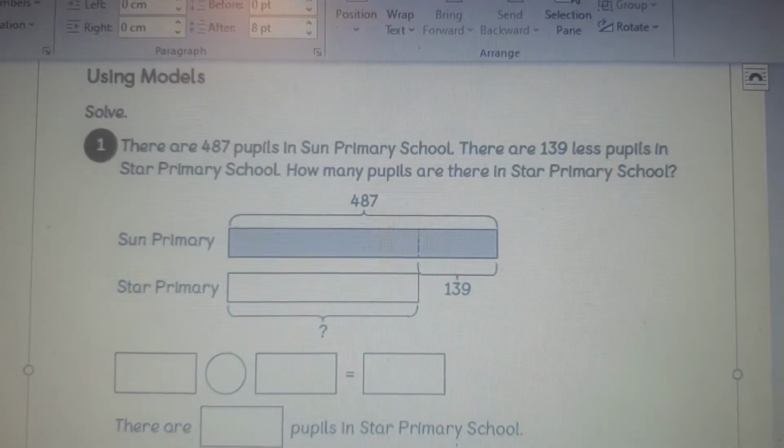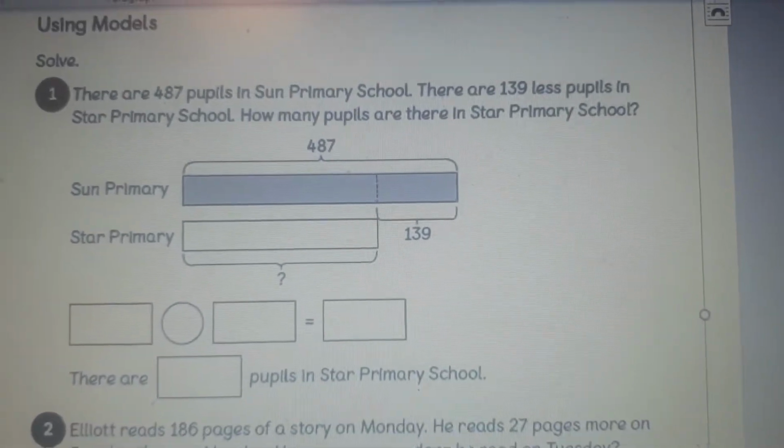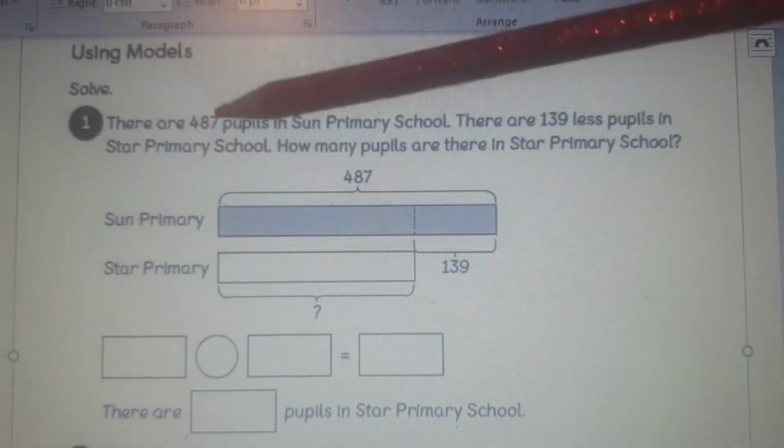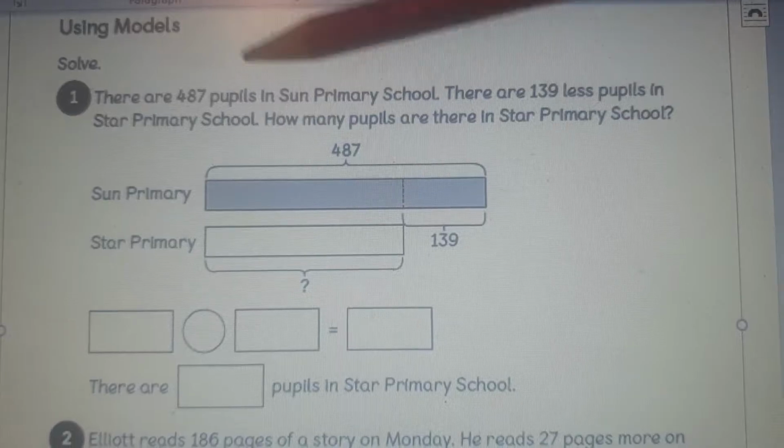Okay, so for our main lesson today, we are working out subtraction problems. Well, they might not be subtraction, but they are definitely word problems for us to work out.